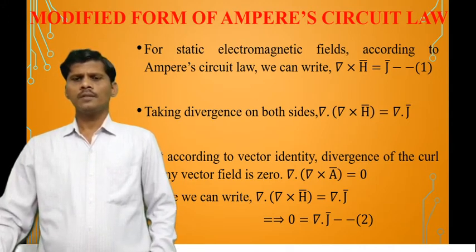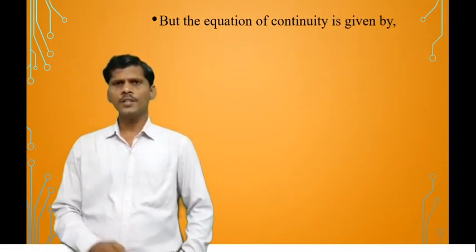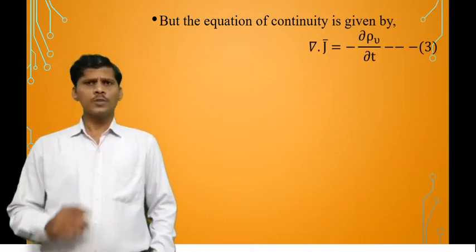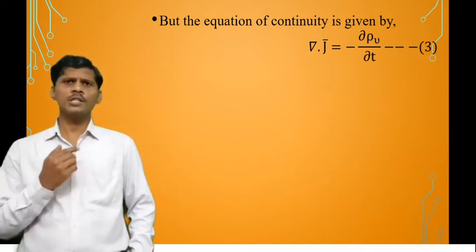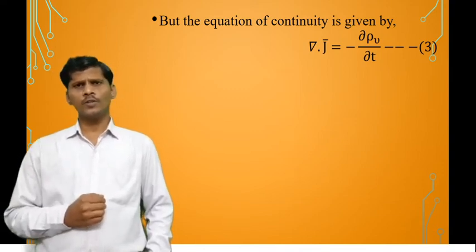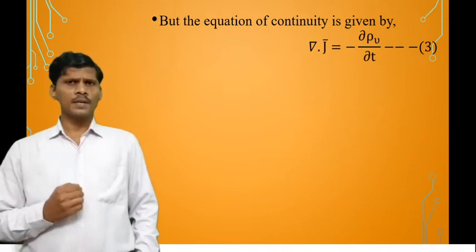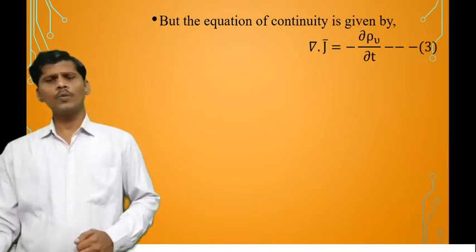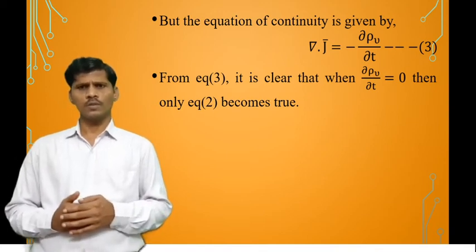So we know the continuity equation of the current is given by del dot J bar is equal to minus dou rho v by dou t. Comparing this equation and the above equation: del dot J bar is equal to 0, and the continuity equation is del dot J bar is equal to minus dou rho v by dou t. So comparing these two equations, we get dou rho v by dou t is equal to 0.